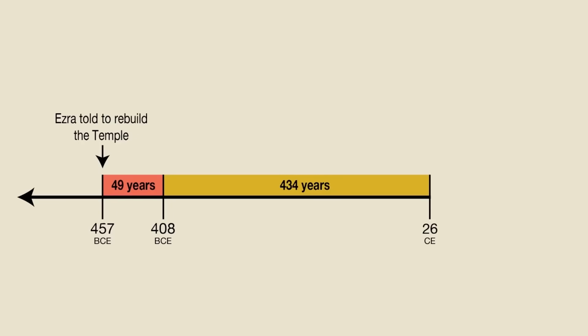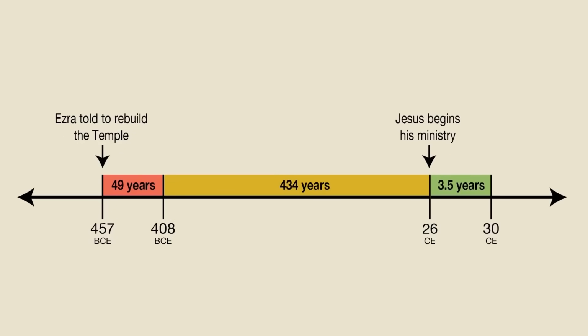26 CE being the approximate date for when Jesus began his ministry. Finally, in the spring of 30 CE, which would have been 3.5 years after Jesus started his ministry, Jesus was killed. Thus, according to Christians, the big event prophesied in Daniel chapter 9 was the death and resurrection of Jesus.